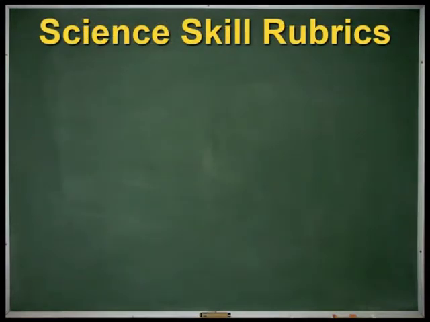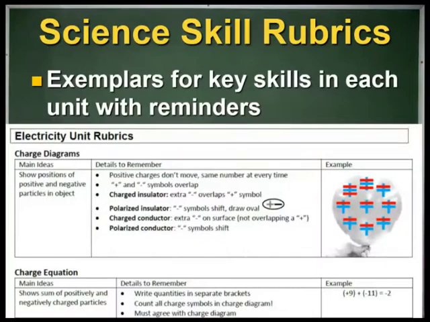To help students do this, we use science skill rubrics. These are exemplars for the key skills in each of our science units. Here I have an example from electricity. So for our charge diagrams, as an example, the main idea of these diagrams is to show the positions of the positive and negative particles in the object. Then I show them a good diagram or example of that. Then there's a list of the details that they should remember.